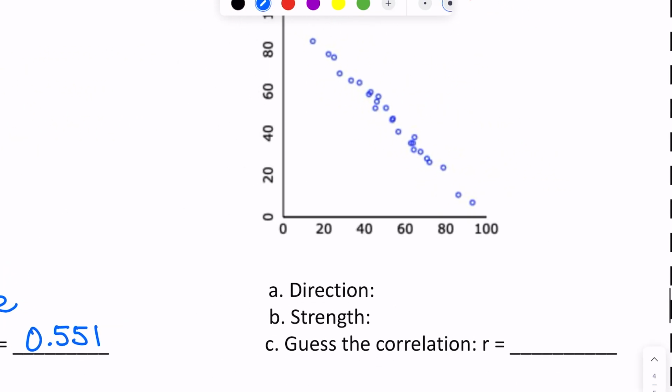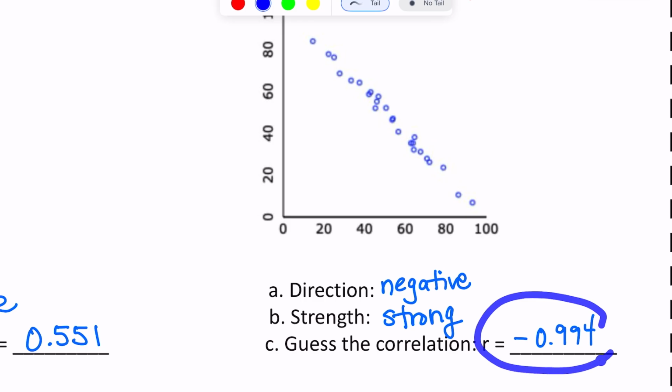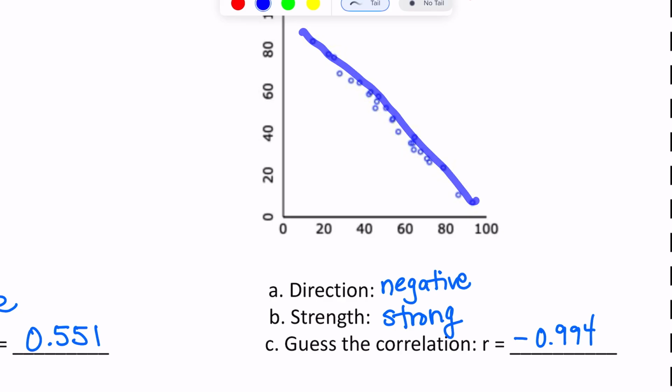This one, the direction is definitely negative. The strength here is super strong. And the value of the correlation coefficient was negative 0.994. Again, I hope you had a reasonable guess for this. If you said negative 0.9, I think that's reasonable. If you said something very close to 0, that's pretty far off, okay? So this is super strong, so this should be very close to -1.